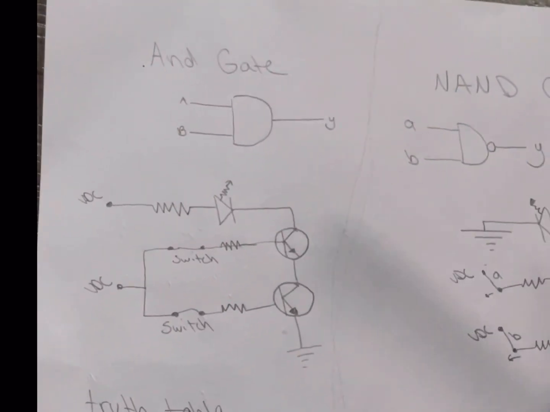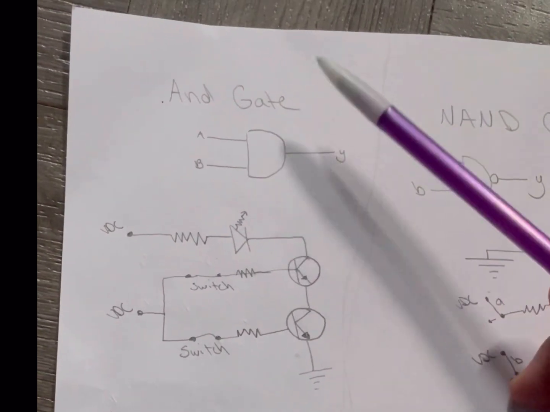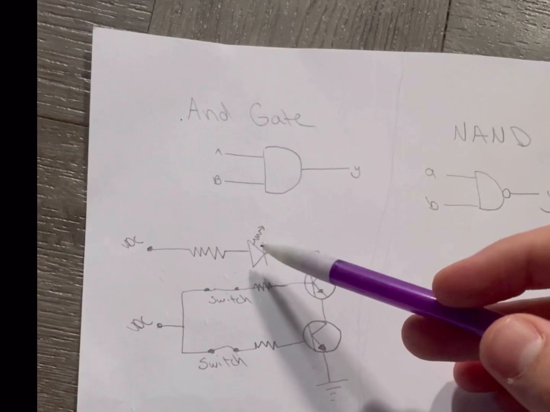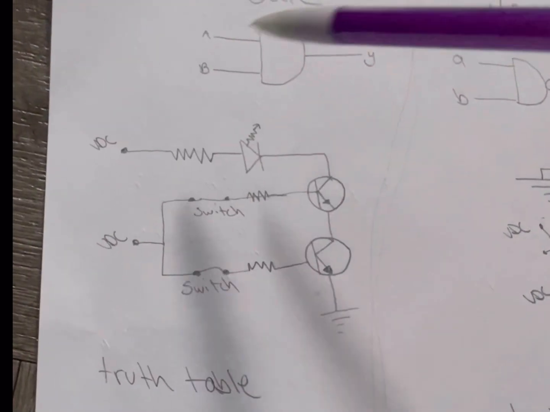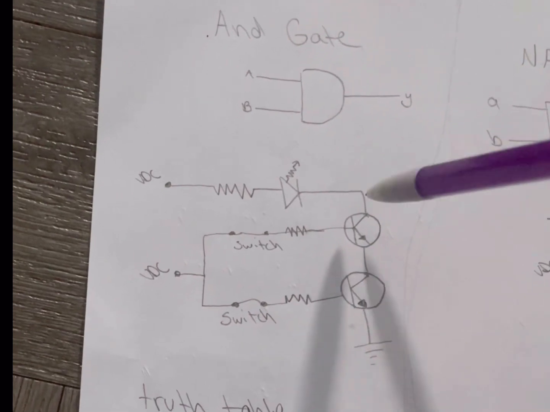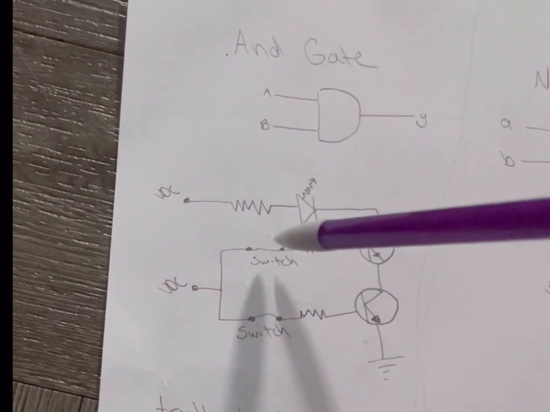First, we have an AND gate. An AND gate has 2 or more inputs for a single output. In our schematic, we use an LED to represent our output. In the schematic, voltage passes through the resistor and the LED where it meets the transistors, which can only be turned on if the switches are both on.